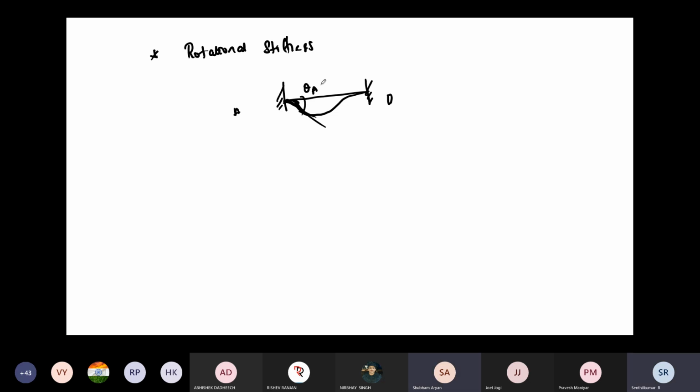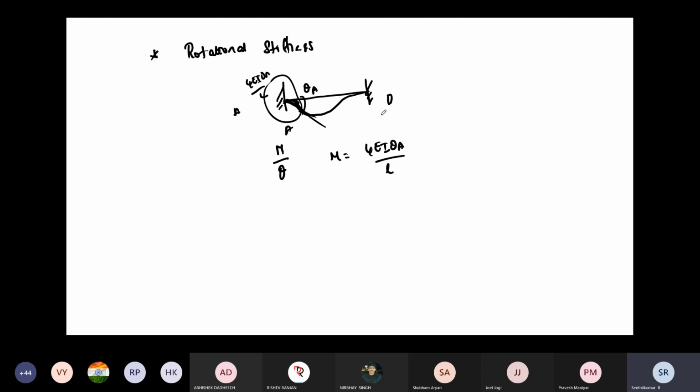Now tell me. M upon theta, movement resistance per unit rotation. Okay, how much moment will develop here? You are applying the theta A clockwise. How much moment will develop? So 4EI theta A by L. So M equal to 4EI theta by L at the joint.